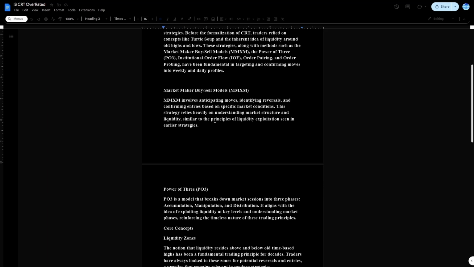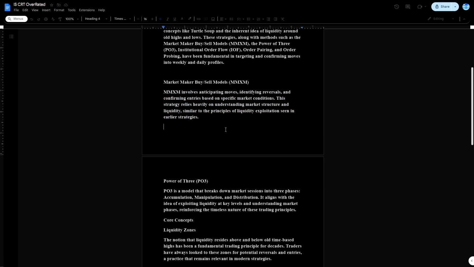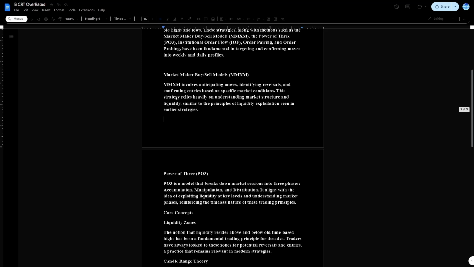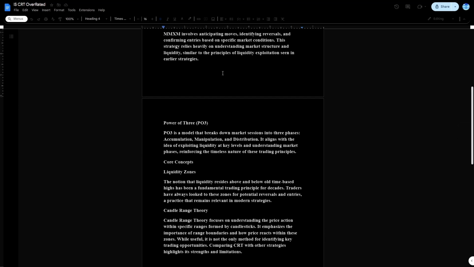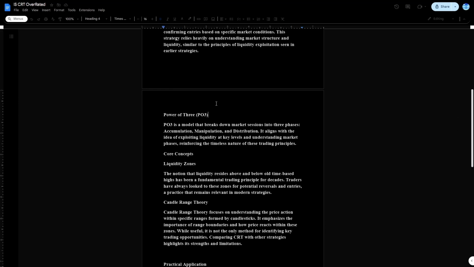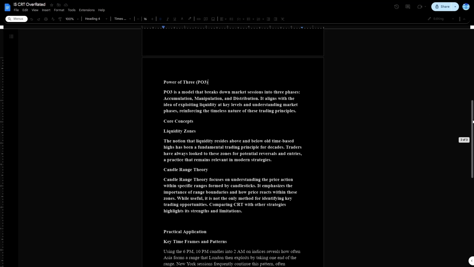We know what our market maker models are. If you watched the last video, it involves anticipating accumulation moves, identifying a reversal with the smart money reversal, and confirming those entries based on the specific market conditions. It relies heavily on understanding market structure, your liquidity levels, and a lot of other things such as when and why it forms.